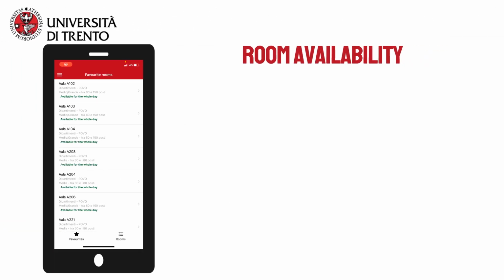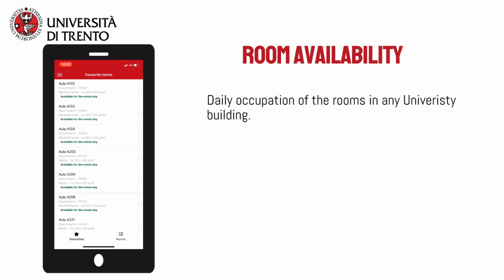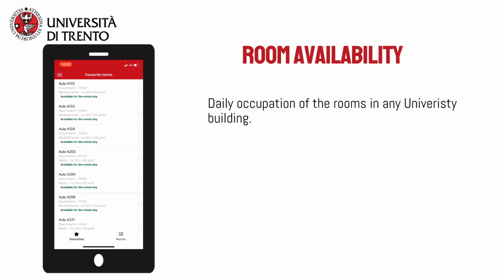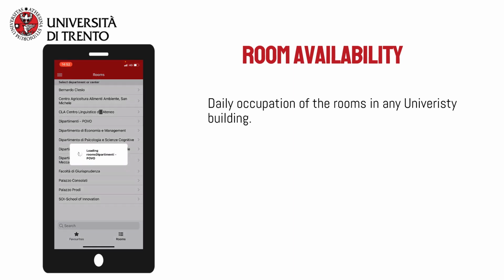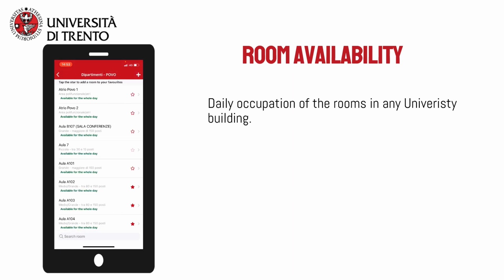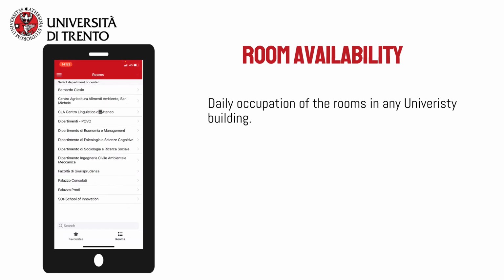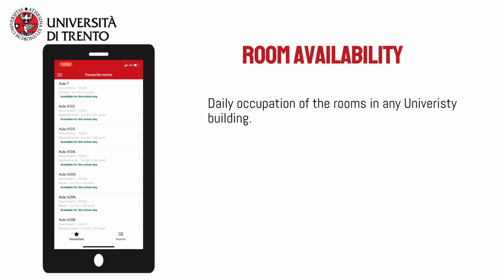In the section Room Availability, you can view the daily occupation of the rooms in any university building. You can quickly view your preferred rooms or building by selecting them in the Rooms section. And you'll be able to see them in the Favorites section.